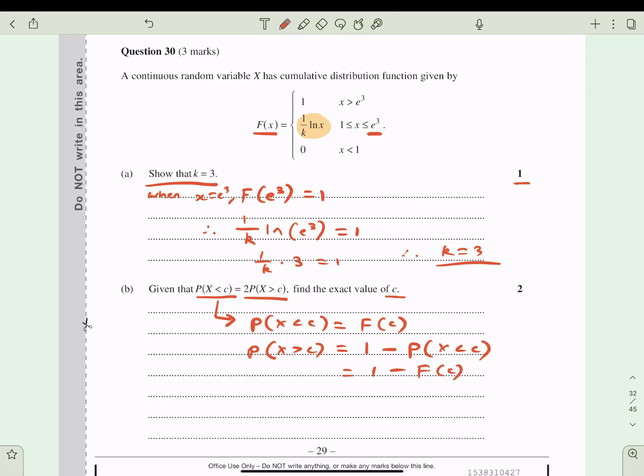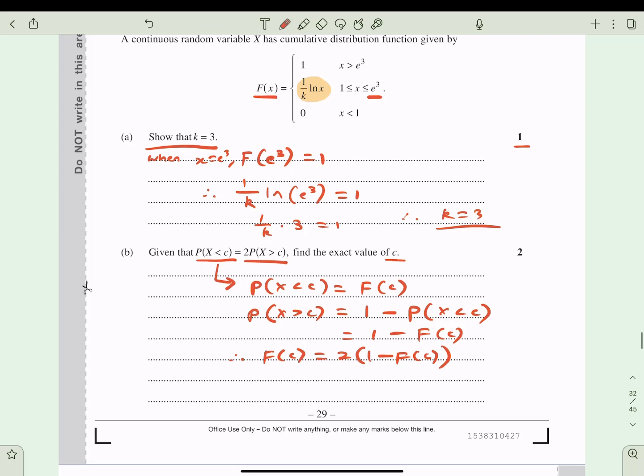So now substituting these new variables in, swapping it out, F of c equals 2 times 1 minus capital F of c. So F of c equals 2 minus 2 times F of c. Therefore, 3 F of c equals 2, and therefore capital F of c equals 2 on 3.